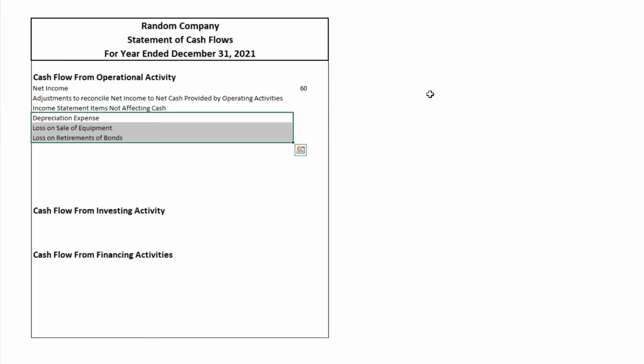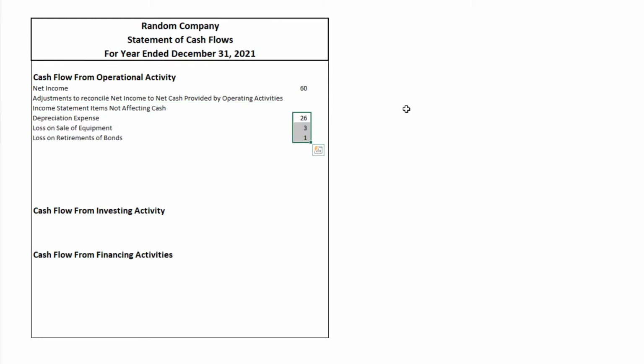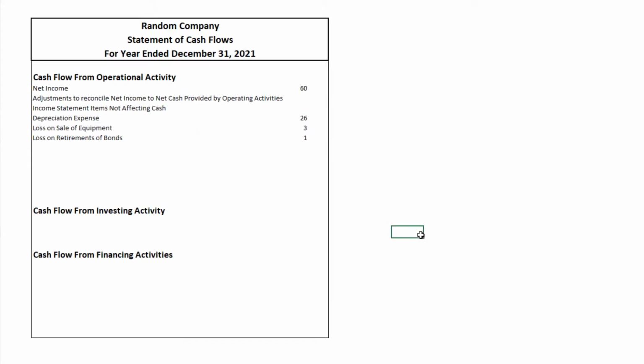Example, depreciation expense. Depreciation expense is a non-cash activity. This, non-cash activity. This, non-cash activity. Okay? Cash actually didn't exchange hands. It just exists for accounting purposes. Boom. There you go. So you have 26, 3, and 1.